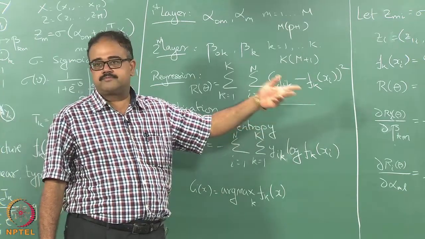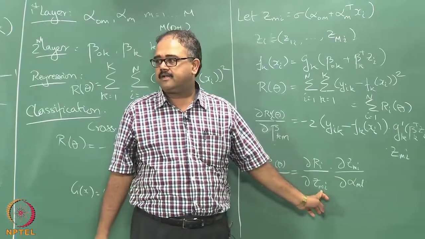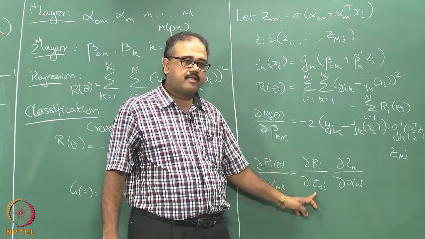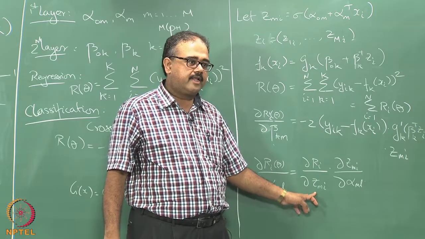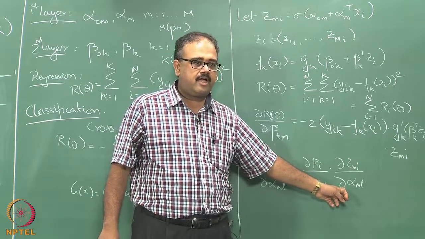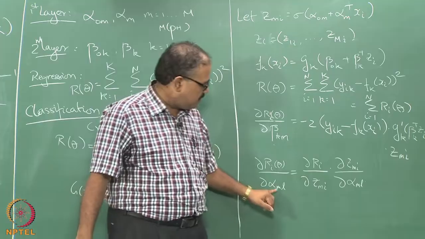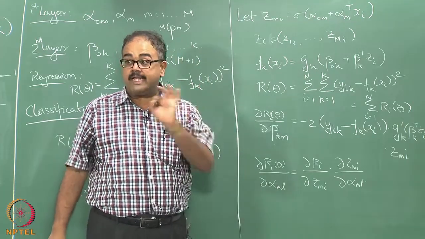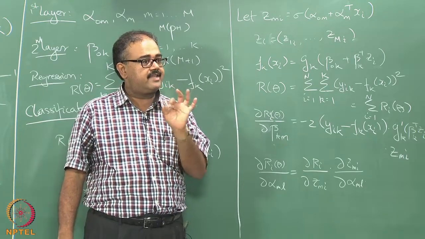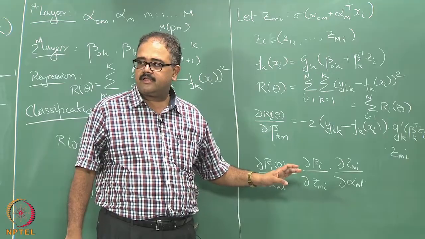I am just using the chain rule. Alpha is going to affect the output of the hidden layer, and the output of the hidden layer is obviously going to affect the error. So I am going to chain it through the output of the hidden layer. I am going to take dou z_m by dou alpha_ml and dou R_i by dou z_m. One thing to note is that alpha_ml is going to affect the output only of z_m, it is going to affect only z_m. So I just need to chain through z_m. Is it clear?